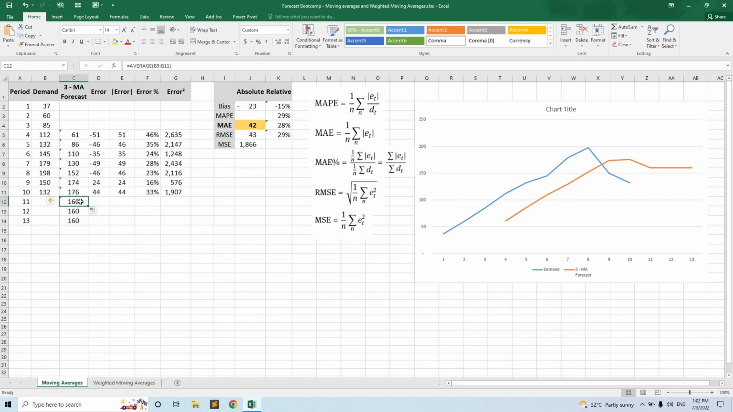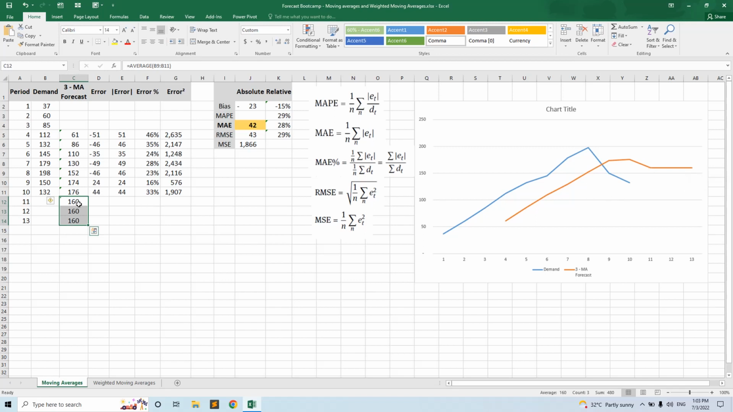The next period after the last real demand, because only until here we have the real demand. From the 12th period, the formula is equal with the previous one. This is one of the drawbacks of this moving average method, namely it cannot see in the future. As you can see from the graph, here in orange is the forecast. Starting with period 11, the forecast is flat.